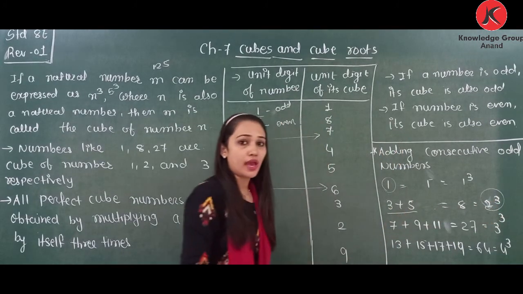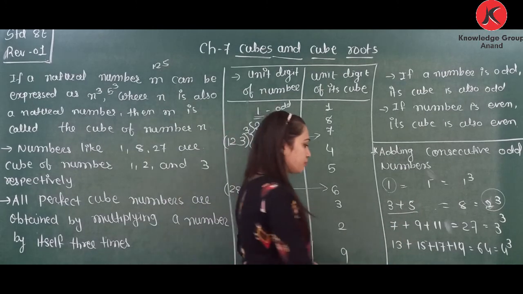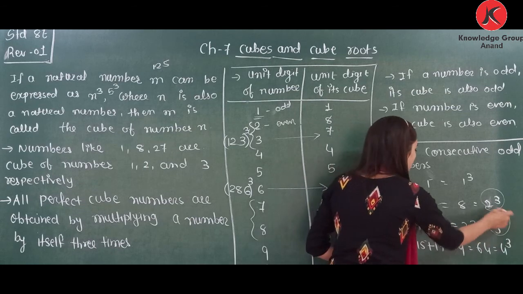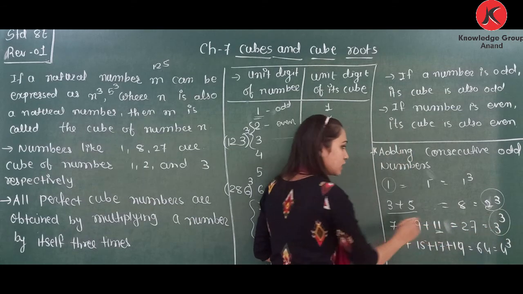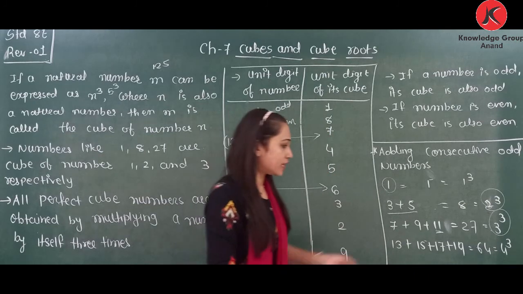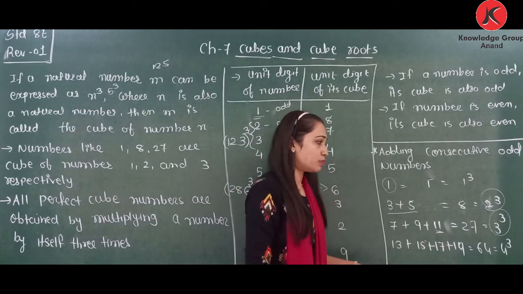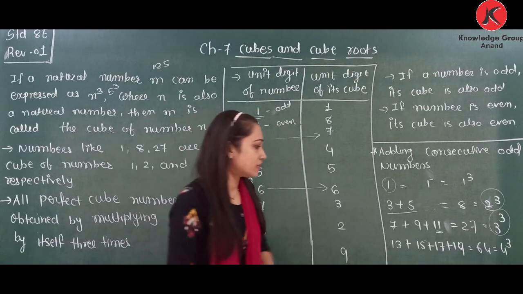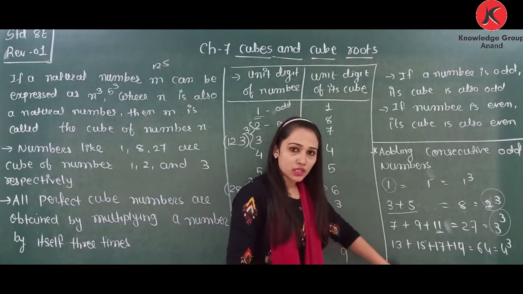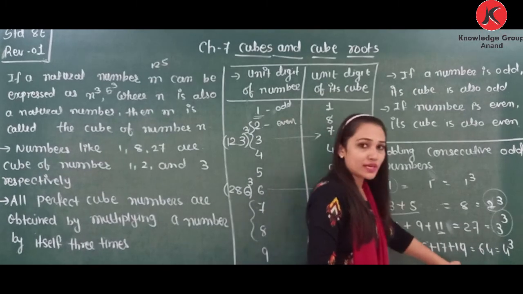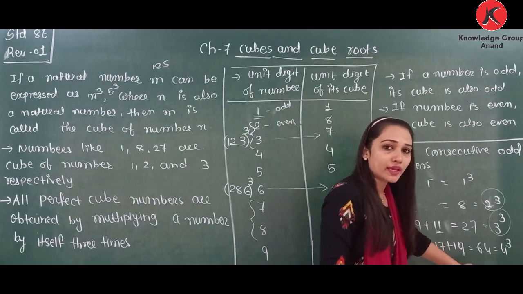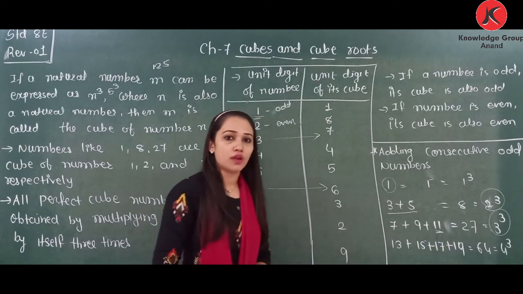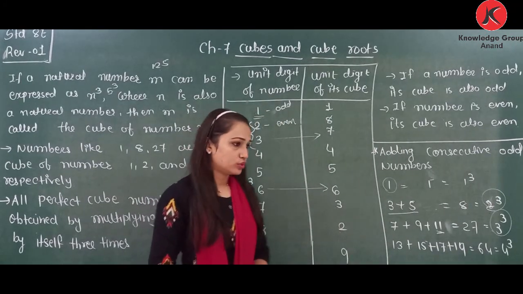After 5, if we add 3 consecutive odd numbers, 7 plus 9 plus 11, that is 27, it is 3 cube. After 11, if we add 4 consecutive numbers, then it is 4 cube. So this pattern you need to remember. In the exam an MCQ can be asked that 21 plus 23 plus 25 plus 27 plus 29 is equal to blank. At that time you need to remember that 5 consecutive numbers are added, so it is 5 cube.